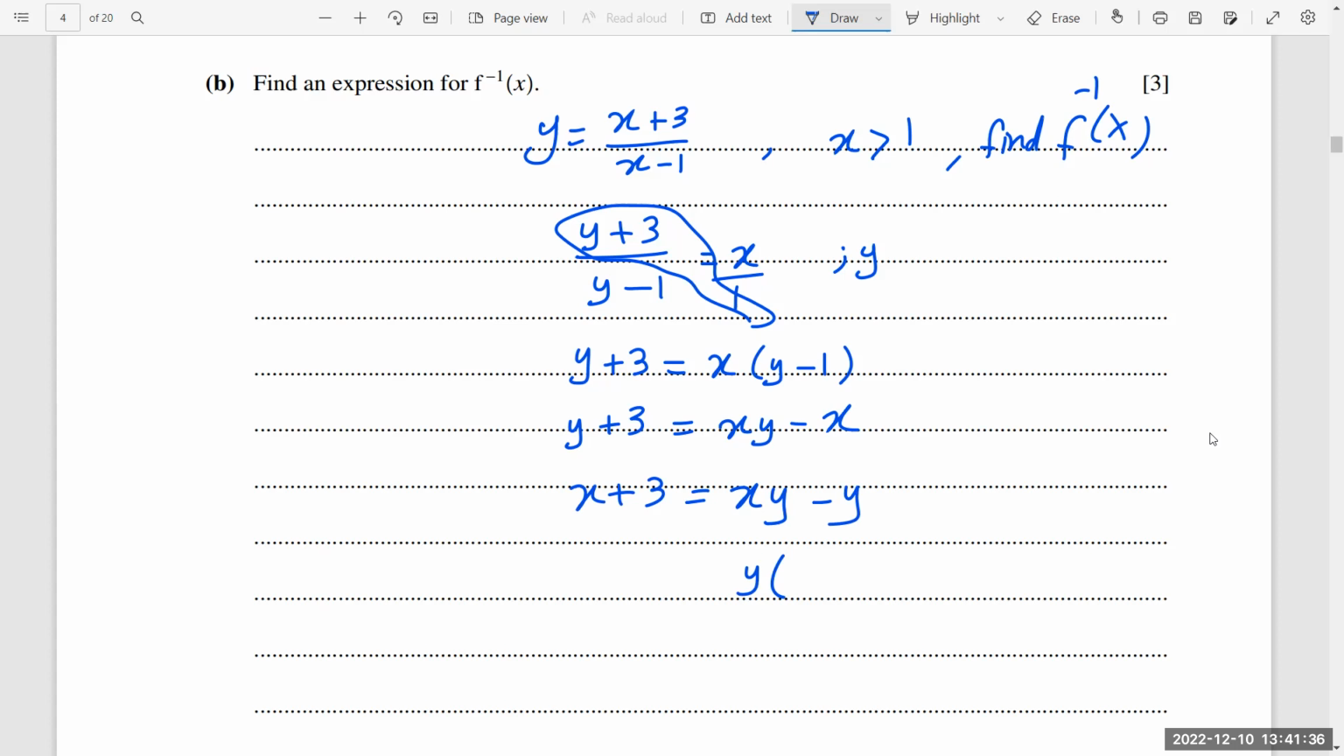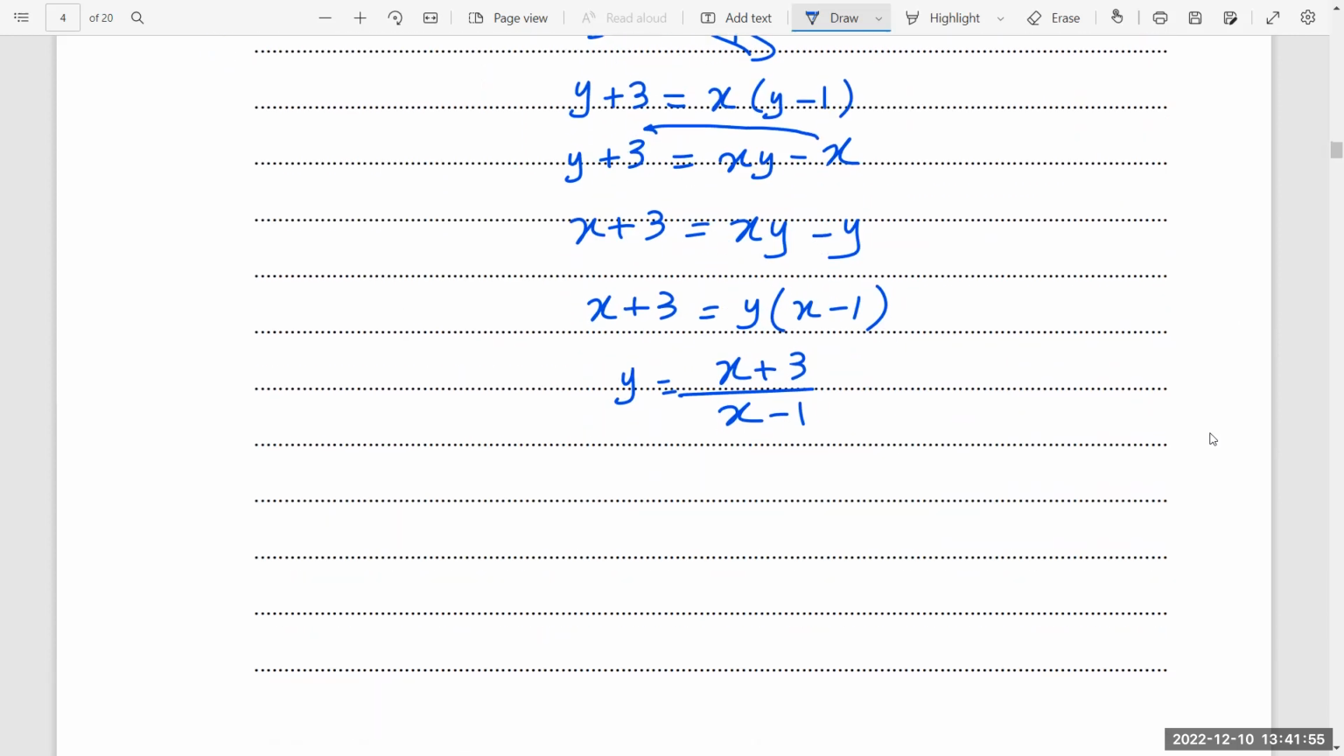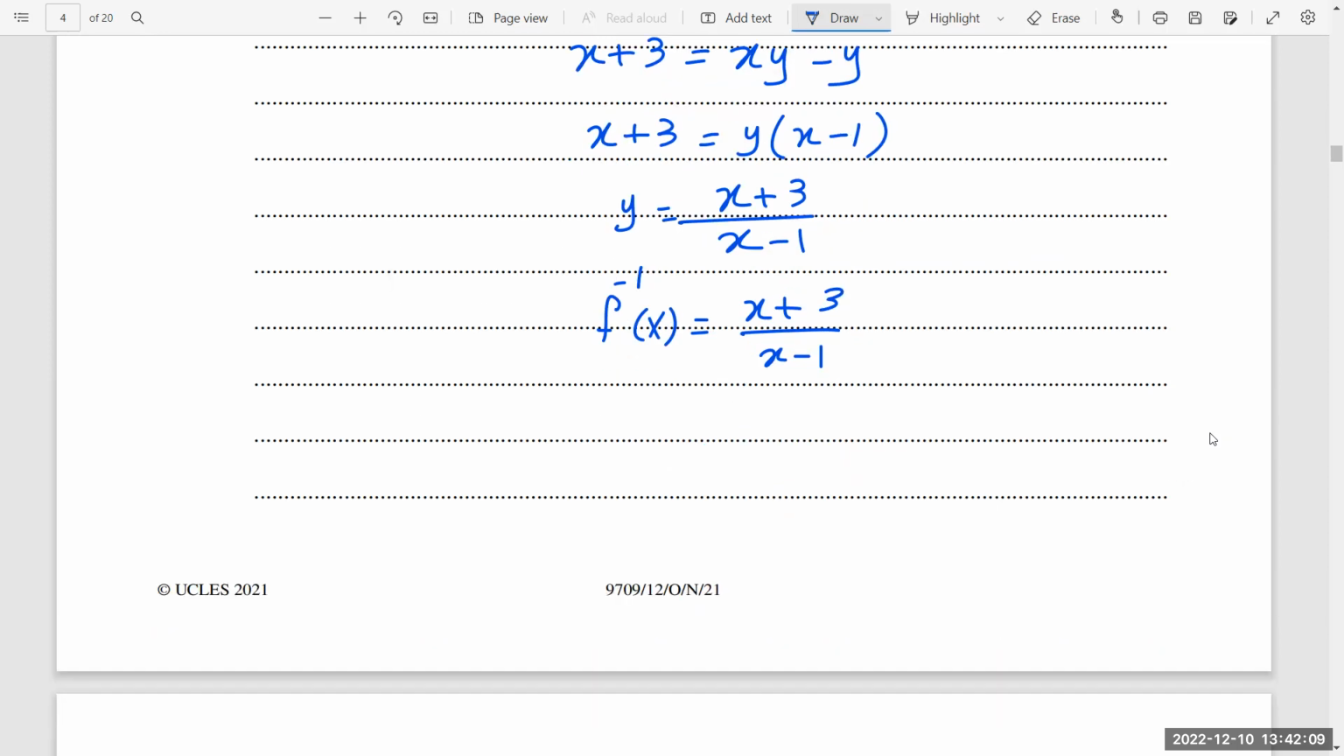So by getting y common factor, you have x minus 1 on this side, and here x plus 3. Okay, this x, I just move negative x here with the 3. So the y as a subject is x plus 3 over x minus 1. Just y, this is just a dummy variable, you can write it as f inverse of x is x plus 3 over x minus 1, and this is the inverse function, f inverse of x.